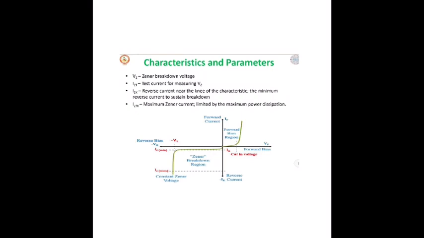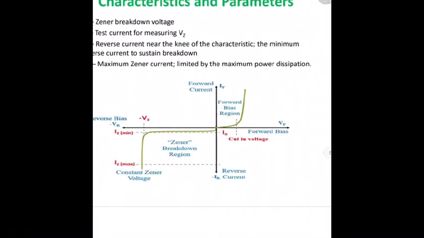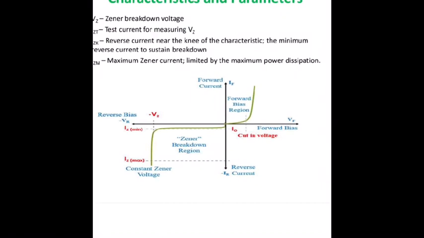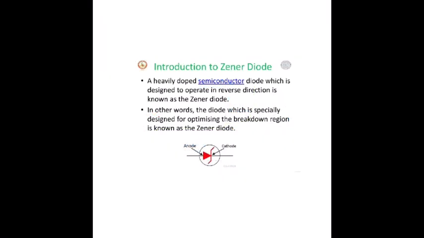These are the characteristics and parameters of the Zener diode. VZ, Zener breakdown voltage; IZT, test current for measuring VZ; IZK, reverse current near the knee of the characteristics, the minimum reverse current to sustain the breakdown; IZM, maximum Zener current limited by the maximum power dissipation. You can see here that in forward bias it works like a normal diode. In the last slide we studied the Zener diode introduction, and also the breakdown.